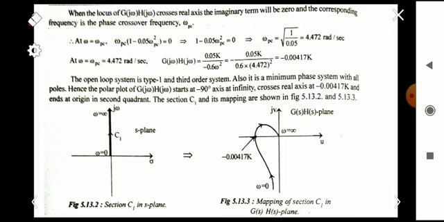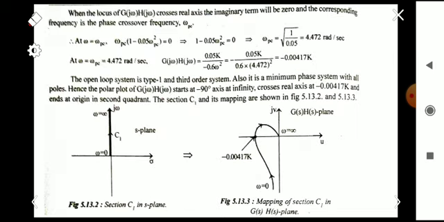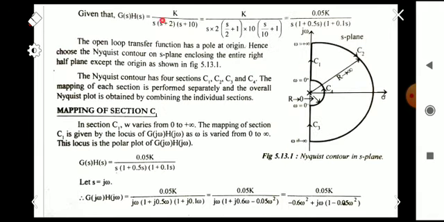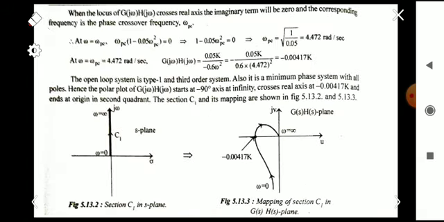Now we are going to map the section C1 into the GH plane. Section C1 is from 0 to infinity, which we have drawn in the S plane. We know that it is a type 1, order 3 system based on the function given, so the graph will be like that. The corresponding mapping in the GH plane is like our polar plot. This is the mapping for section C1, and this crossing point is minus 0.0417 k.